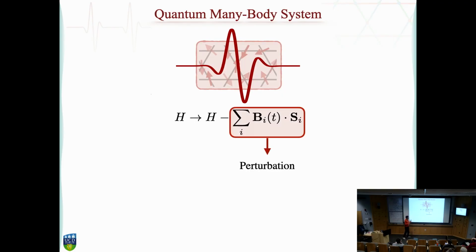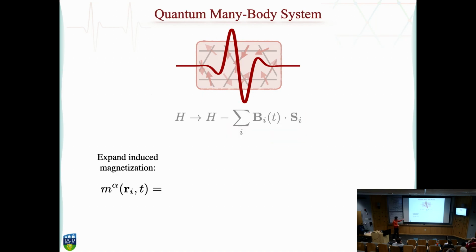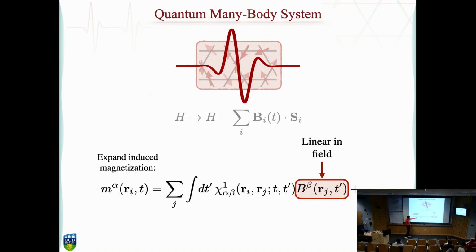And if I think of this as a perturbation, so I'm not violently shaking the system, I'm really just gently poking the system, okay? If I think of a perturbation, I can expand the induced response, the induced magnetization in this case, in powers of the perturbation. The first term I'll get here is linear in the magnetic field, the applied perturbation. And this function here, chi, the linear susceptibility, tells us how the system responds to this perturbation.